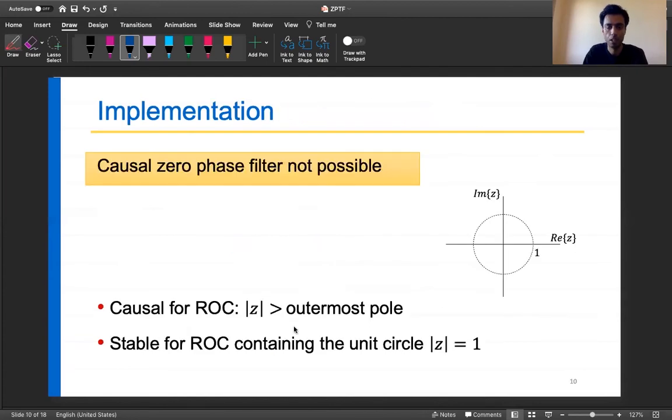Now, how do you implement this H hook Z? Coming to the question, how do you implement it with, let's say, an LCCDE, right?